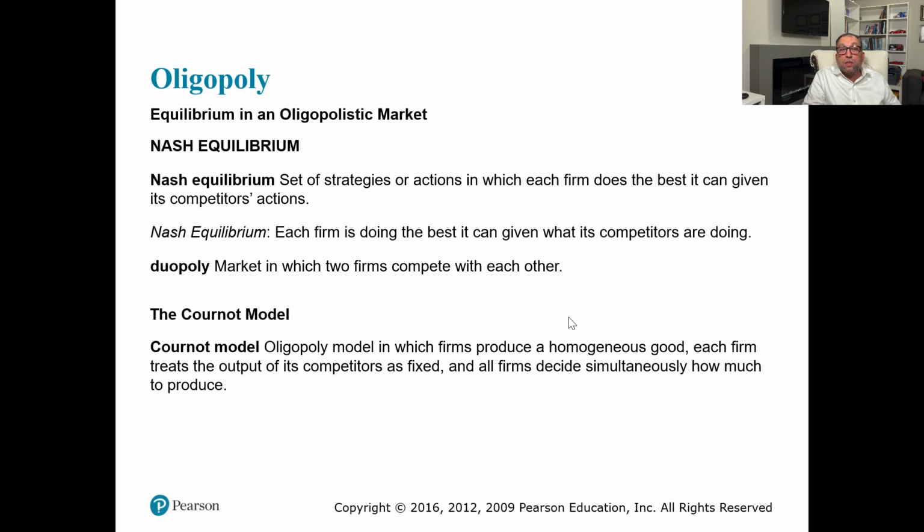And all firms decide simultaneously, like they are deciding at the same moment, not one after the other. If the firms are deciding their actions at the same time, we call it a simultaneous move. When they are deciding one after the other, that's not simultaneous, but sequential, or first mover advantage, in which the first firm takes the first action and the other takes its action later.